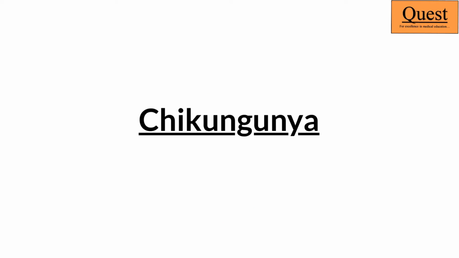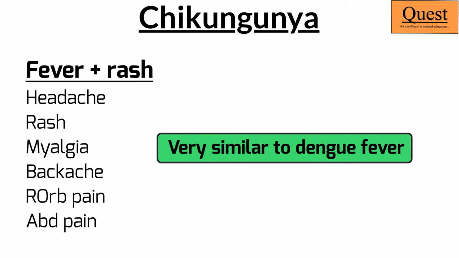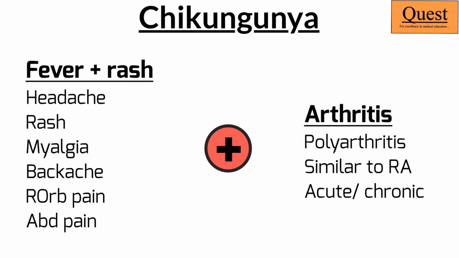Now a disease very similar to dengue in presentation is chikungunya. The febrile stage is in fact very similar to dengue. The patient would have fever, would have rash, which can be difficult to differentiate from dengue, would have headache, backache, retroorbital pain as well as abdominal pain. But what really marks chikungunya separate from dengue is that these patients have arthritis.